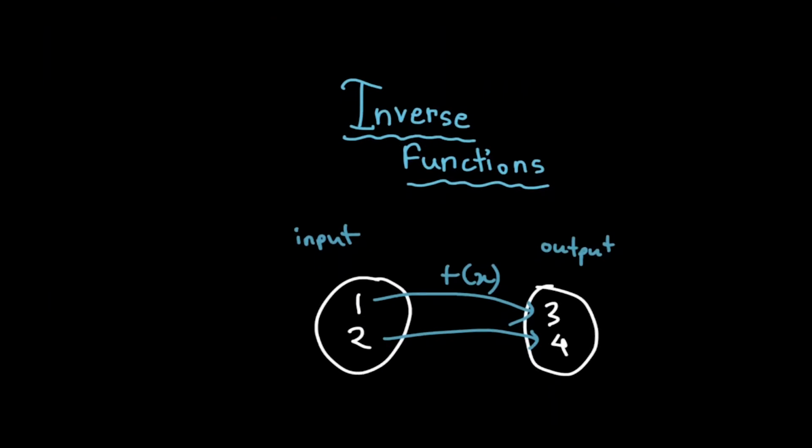Alright, we know that a function takes in the input and then produces the output by processing it, right? An inverse function does the opposite. It literally does the inverse. That is, it takes the output of the original function as its input and then it produces the input of the original function as its output. I'm using orange color to denote the inverse function.